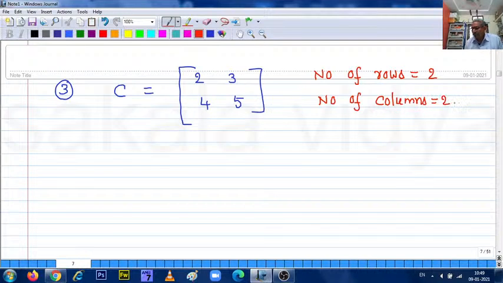is equal to 2. Good morning Devendra. Good morning. Okay, straight line.